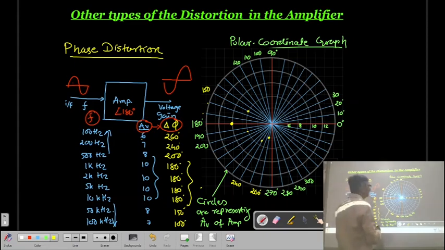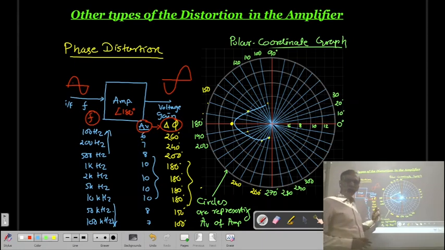Then 100 degree and the gain of 7. So where is the 100 degree? 100 degree is here and the gain will be somewhere here. So in this way, if we join all these points, then this is known as a polar coordinate graph for the voltage gain against the phase difference.